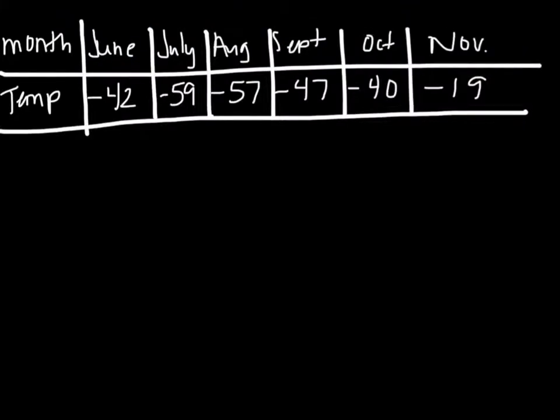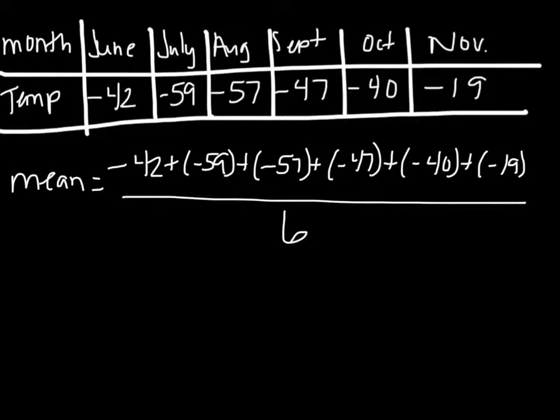Let's finish learning about multiplying and dividing integers with this word problem, which asks us to use what we've learned to find a mean. The table here shows record low monthly temperatures from June to November at McMurdo Station in Antarctica. Find the mean of these temperatures. In order to calculate the mean, we first have to add all of the temperatures together, then divide by 6, which equals the number of temperatures.